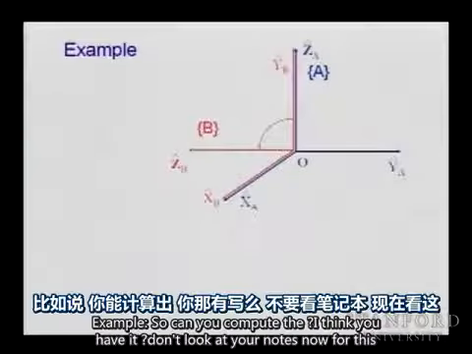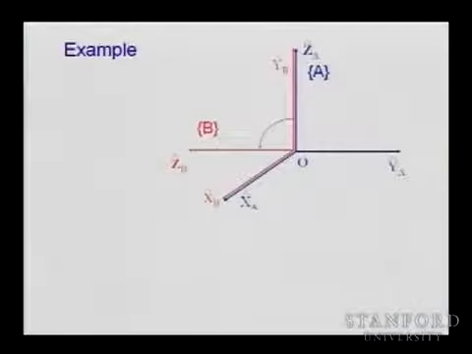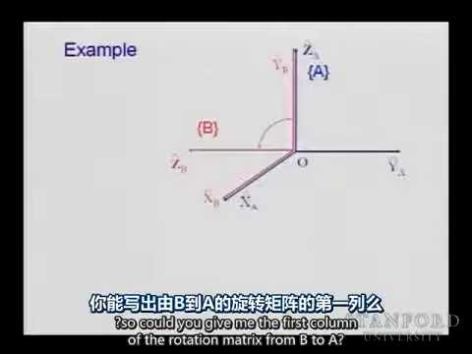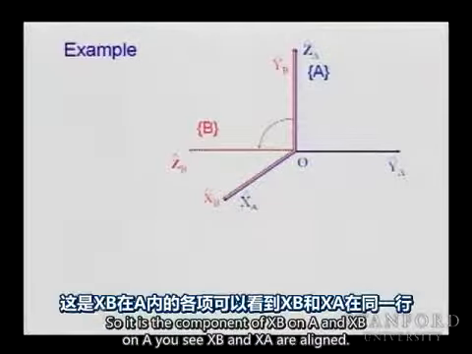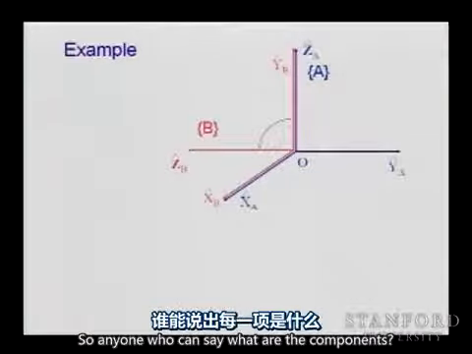Example. So, can you compute the rotation? I think you have it. Don't look at your notes now for this example. So, could you give me the first column of the rotation matrix from B to A? What is the first column going to be? So it is the component of XB on A. And XB on A, you see XB and XA are aligned. So anyone who could say what are the components?